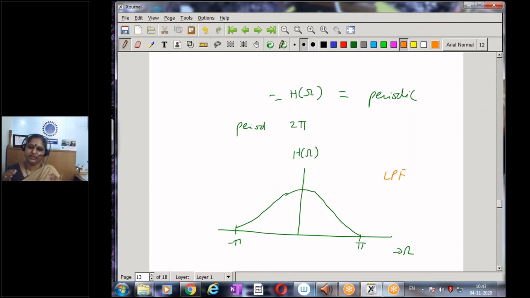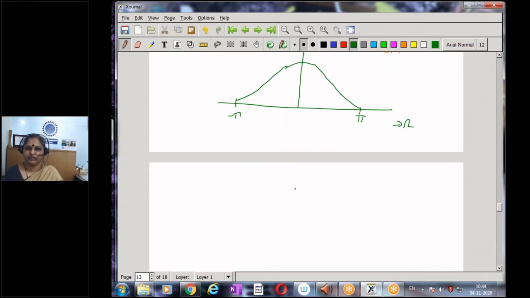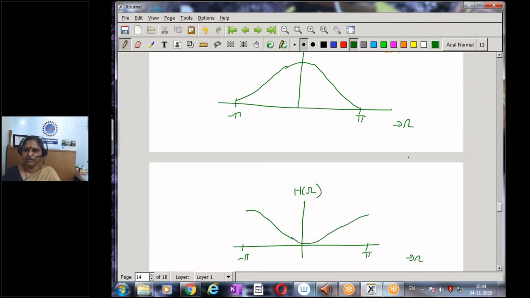Because my entire frequency range of 0 to infinity is compressed and is available in the interval minus pi to plus pi. Because we just now saw that the frequency response is periodic with period 2 pi. So of interest is only the interval minus pi to pi, and by using the periodic property we can obtain the values for other values of omega as well. On the other hand, if my response is high or low around 0, then my system is known as a high pass filter.